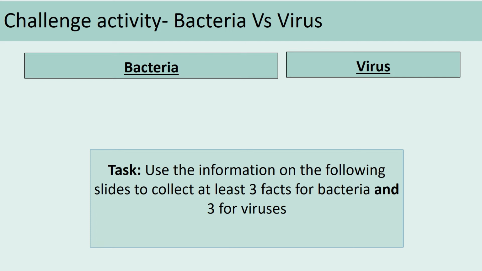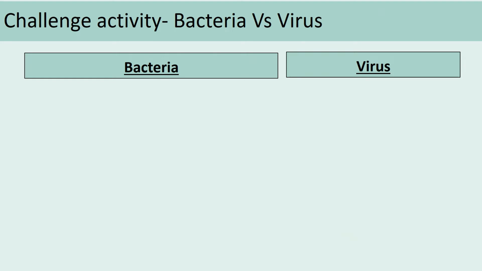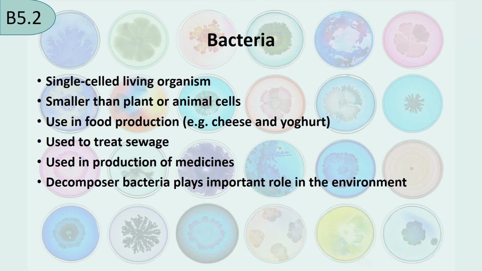Okay, so we're going to start with the bacteria. So on the bacteria side of your table, you need to put in at least 3 of these. If you want to put in more, if you want to put in all of them, that's absolutely fine. But we need to put in at least 3. So first of all, a bacterium is a single-celled living organism. So we know from one of our first lessons that it is a prokaryote, a cell that does not contain a nucleus, but it is a single-celled organism.